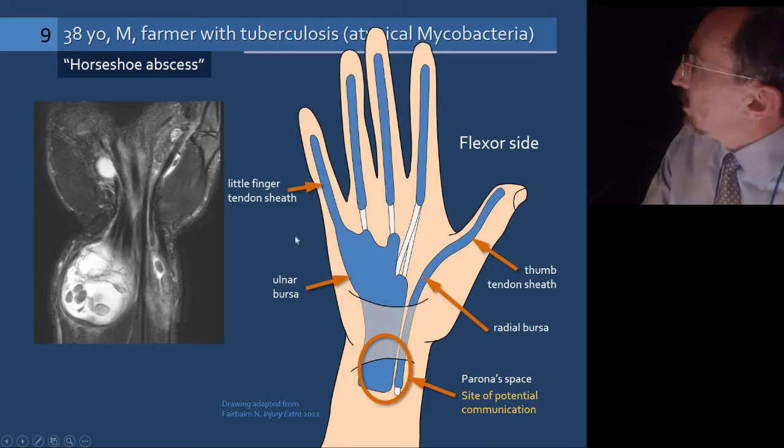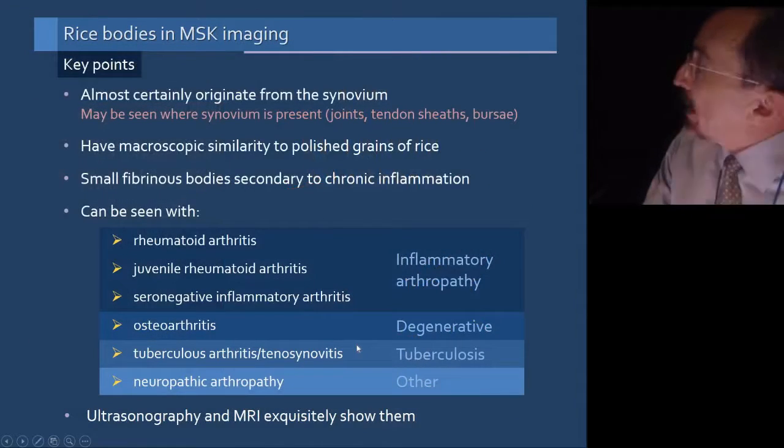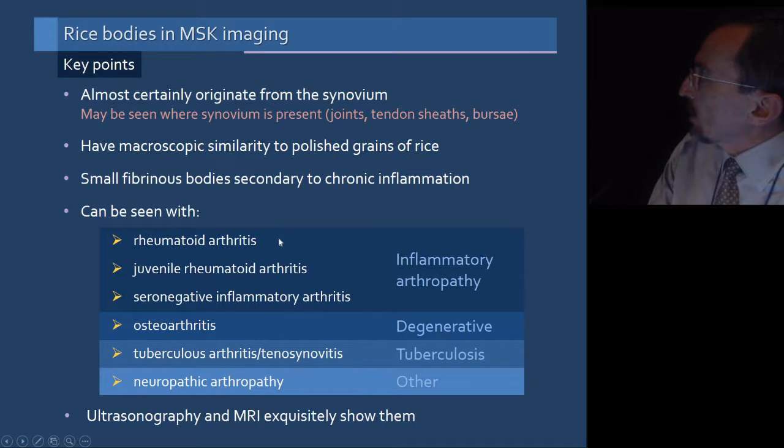And in this patient here, we also have the so-called horseshoe abscess, which actually has to do with this Parona's space here, which is the site of potential communication with the ulnar-sided bursa and the radial-sided bursa. So these structures here are not called tenosynovium, but rather bursa, ulnar bursa or radial bursa. And it is at this site that these two structures actually communicate, and then there could be the appearance of this so-called horseshoe abscess.